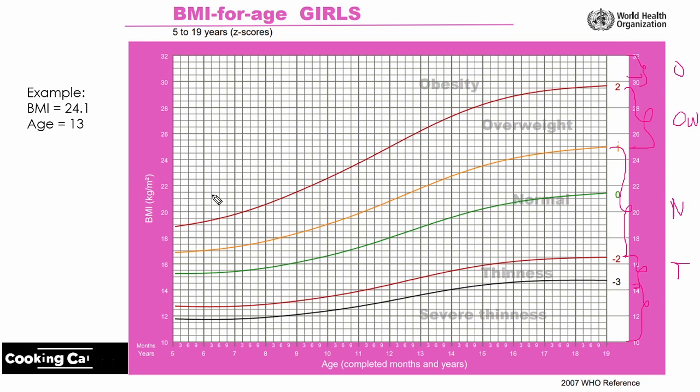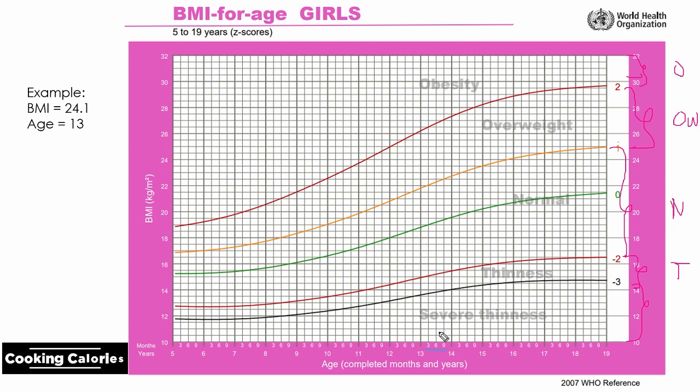Now we will start with the girls. If for example, we have a 13-year-old girl with a BMI of 24.1, what we will do is plot the BMI in this table. So we have here the age, completed age in months and in years. Let us also assume that she just turned 13 because as you can see, we still have to compute for the age in months.